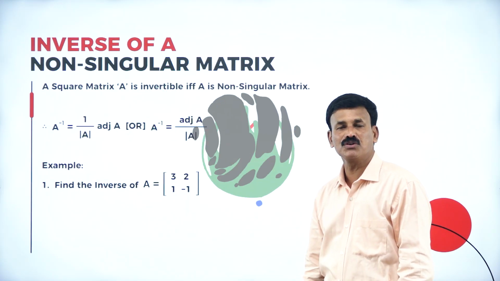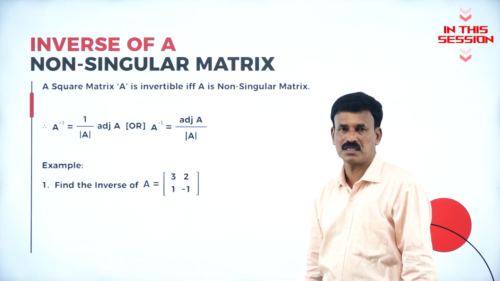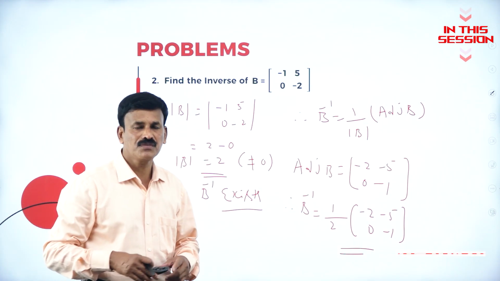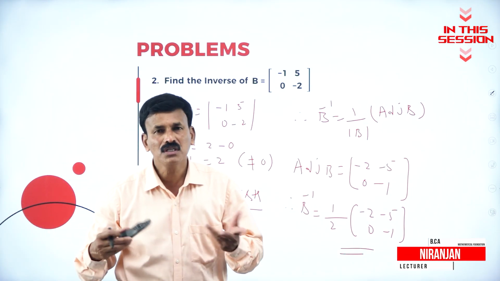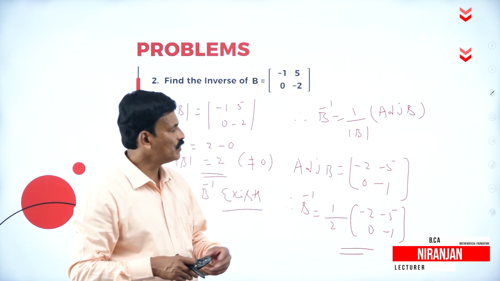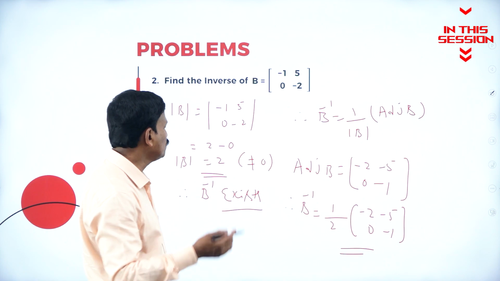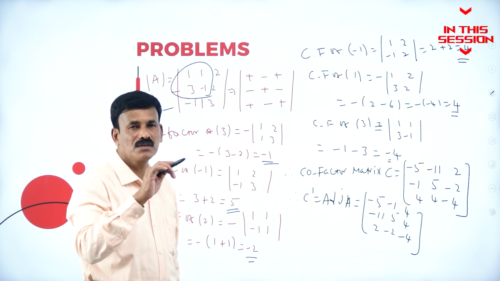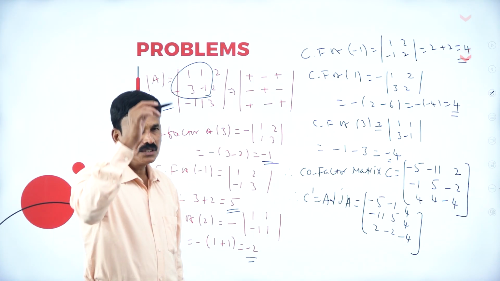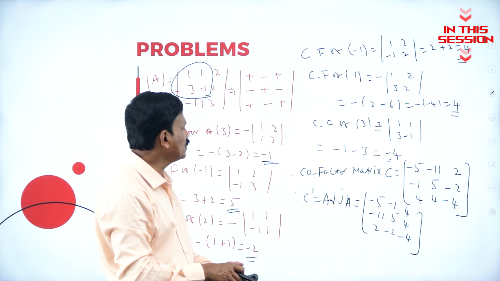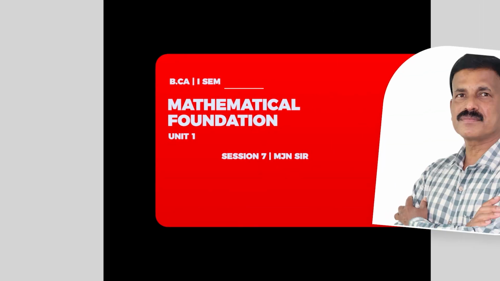Inverse exists if and only if it is non-singular. Non-singular means determinant of A is not equal to 0. Once you are familiar with finding the adjoint, you can find the inverse. So inverse is nothing but 1 over determinant of A into adjoint of A. Instead of writing the elements in first row, second row and third row, if you represent the elements in first column, second column, third column, straight away you will get the adjoint.